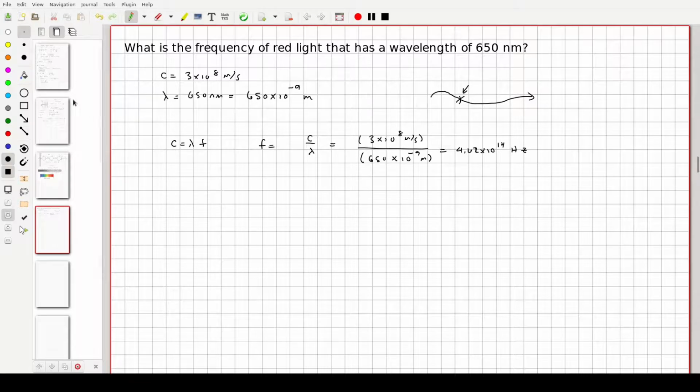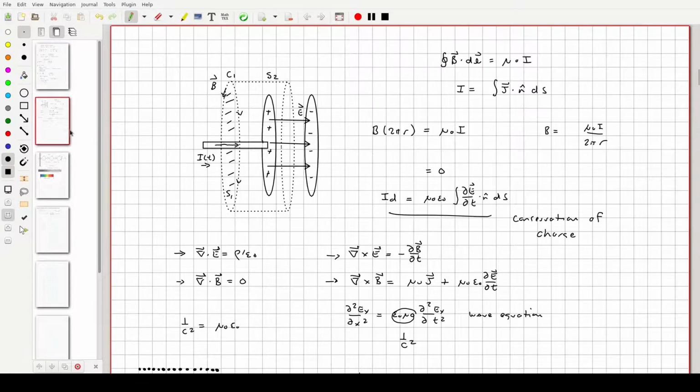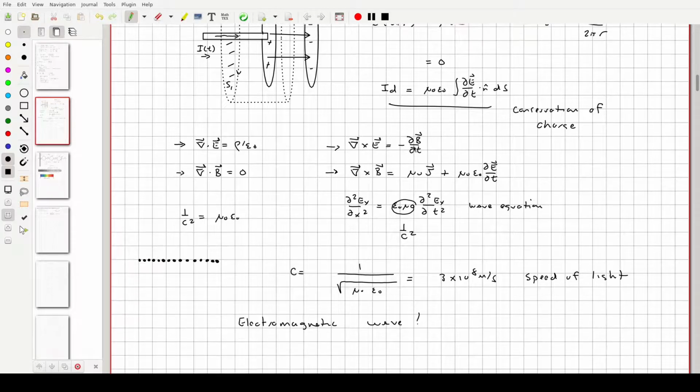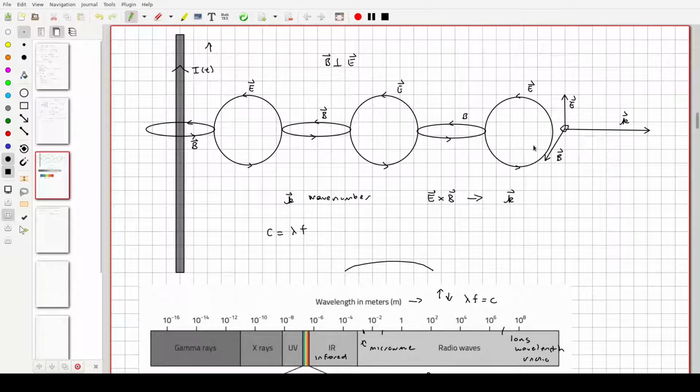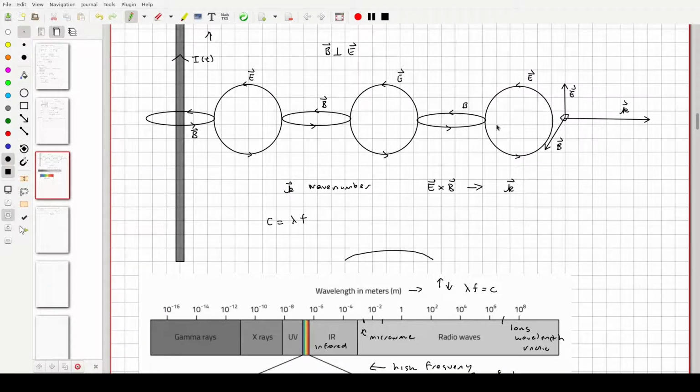Now, one of the big conclusions that you should draw from this is that light really is nothing more than a combination of electric and magnetic fields. But in order to produce this wave, you have to have some sort of changing current with respect to time. Now, there are other ways to produce it as well. We're not going to talk about those in this course.